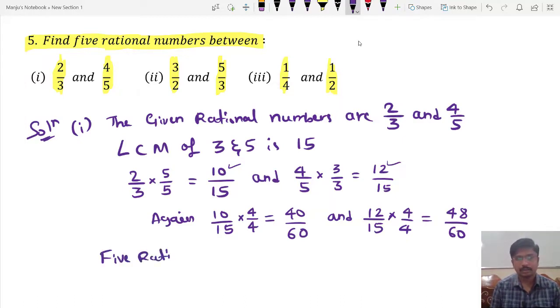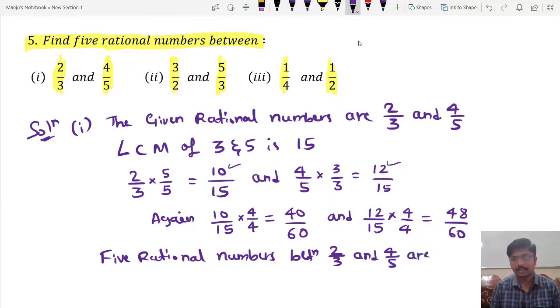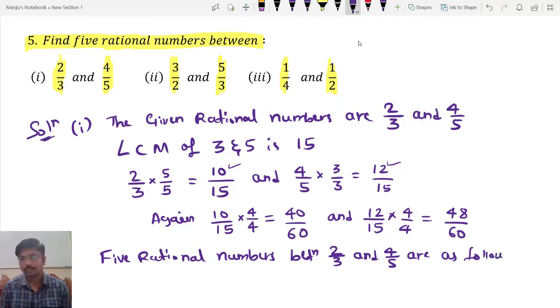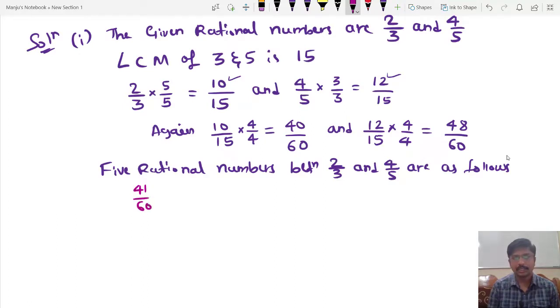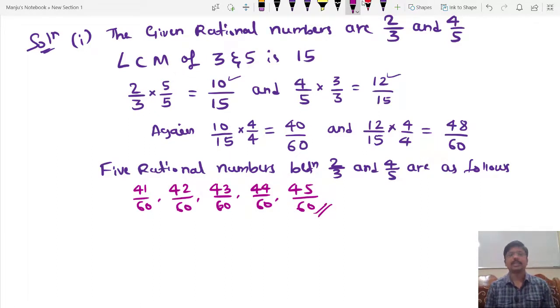5 rational numbers between 2 by 3 and 4 by 5 are as follows: 41 by 60, 42 by 60, 43 by 60, 44 by 60, 45 by 60. These are the 5 rational numbers.